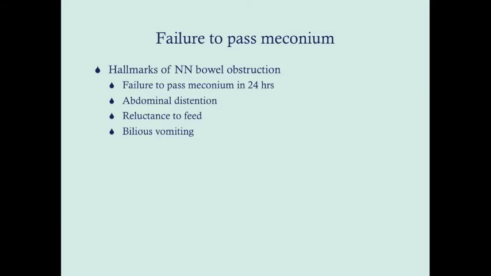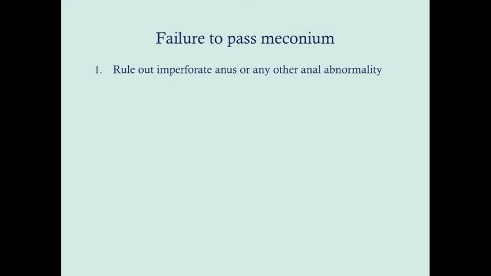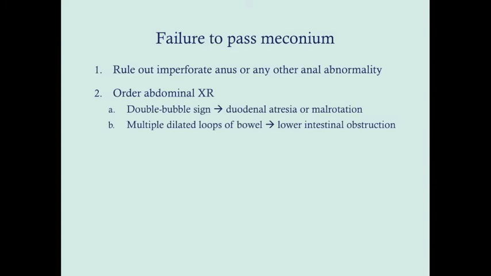So, failure to pass meconium. This is a common problem on the USMLE. It's something neonatologists deal with all the time. The hallmarks of neonatal bowel obstruction include failure to pass meconium in 24 hours, abdominal distension, reluctance to feed because of the distension, and bilious vomiting. So what do you do in a neonatal bowel obstruction? The first thing you do is, of course, look at the baby, rule out imperforate anus, anything that may be blatantly obvious. Number 2, you are going to order an abdominal x-ray.